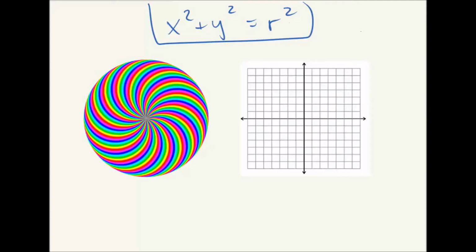And the most important thing here is that r is the radius. Not r squared, but r. So if you were able to find r squared, then you just take the square root to find the radius.